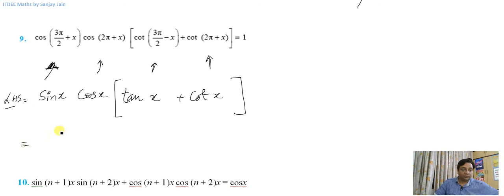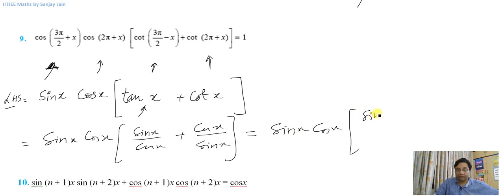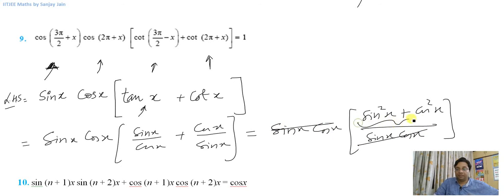Right? So what is this? Sin x cos x, and this term can be written as sin x by cos x, and this is cos x by sin x. So now if you see inside the bracket, I'll have sin square x plus cos square x in the numerator, and the denominator will be sin x cos x. So if you see, this can be cancelled, and sin square x plus cos square x is equal to 1. So this is equal to 1, which is my right hand side, right?